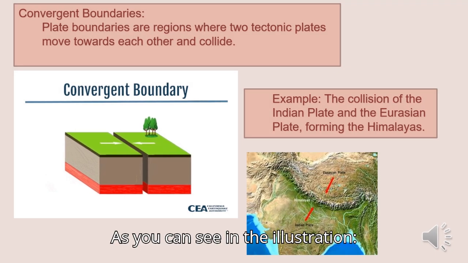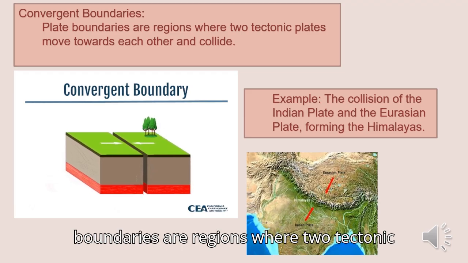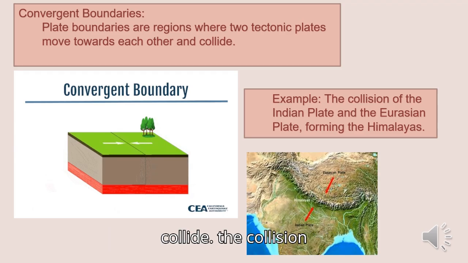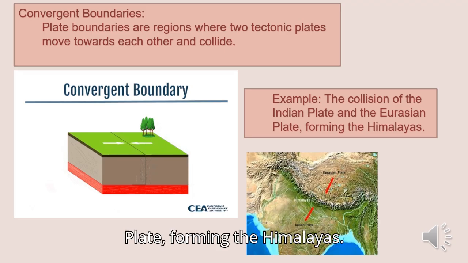As you can see in the illustration, convergent boundaries. Plate boundaries are regions where two tectonic plates move towards each other and collide. Example, the collision of the Indian plate and the Eurasian plate, forming the Himalayas.